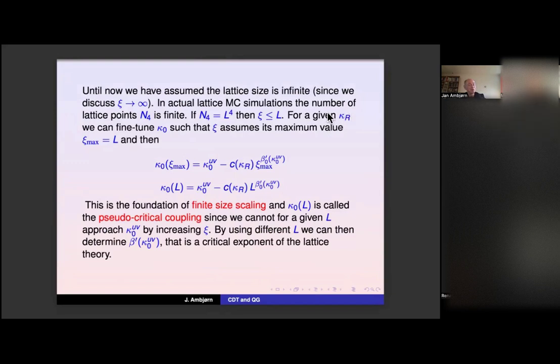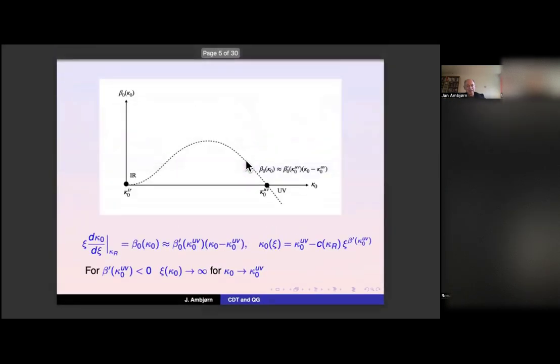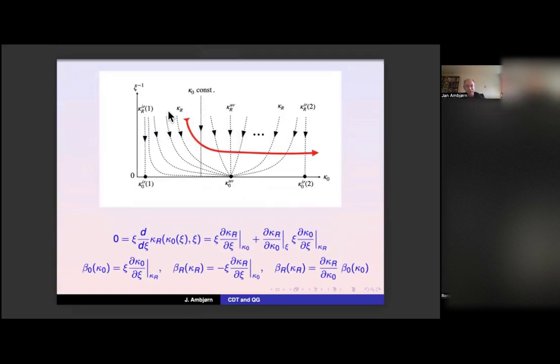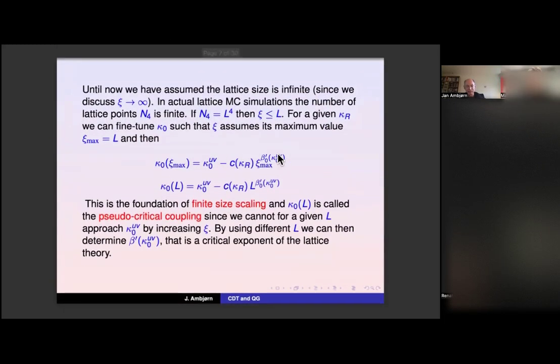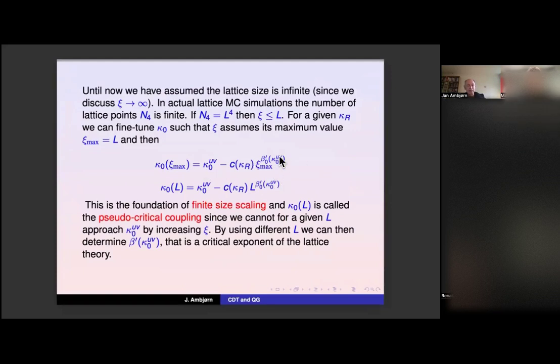So for a given renormalized coupling constant, we can fine-tune the bare coupling constant such that the correlation length assumes its maximal value. And then if we insert in the equation I showed you before, we have this equation here. So for different renormalized coupling constants, we have these different curves. They all have the same power law dependence when we approach this point, but the constant in front is different, and this is why you get this family of curves.